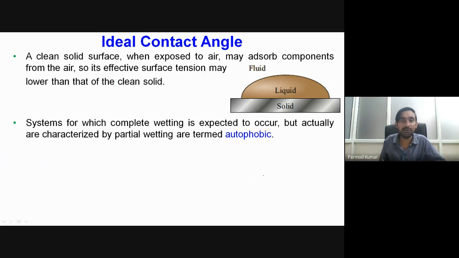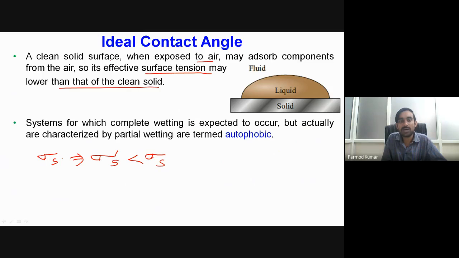Now, when we have a clean solid surface exposed to either air or any liquid, it will absorb some components of the air, and in that case the effective surface tension will always be lower than the surface tension of a clean solid surface. It means that for a particular solid surface, if the value of surface tension was supposed to be sigma s, then when it is exposed to air, the value of surface tension will be less than sigma s.